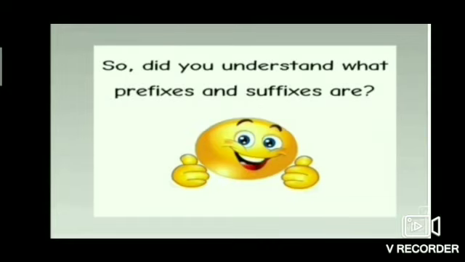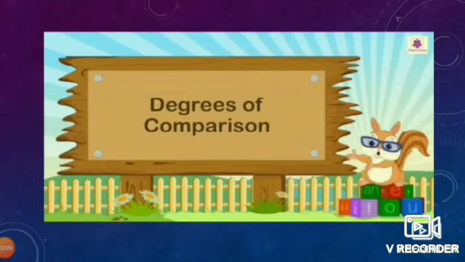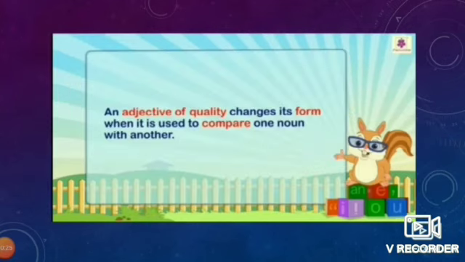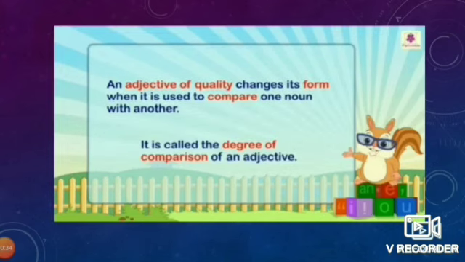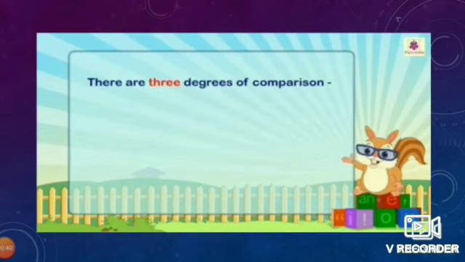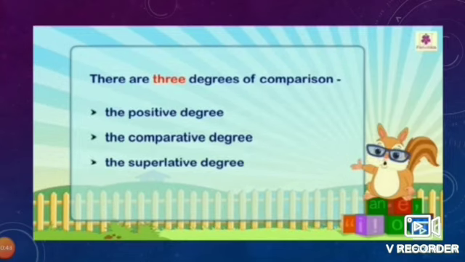Next, students, let us learn about degrees of comparison. As you all know, adjectives are describing words. They tell more about nouns. Right, students? An adjective of quality changes its form when it is used to compare one noun with another. It is called the degree of comparison of an adjective. There are 3 degrees of comparison: the positive degree, the comparative degree, and the superlative degree.